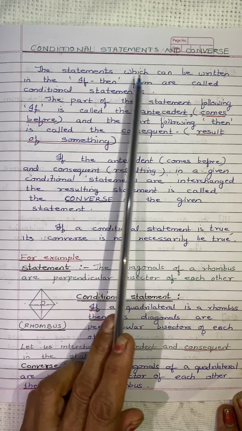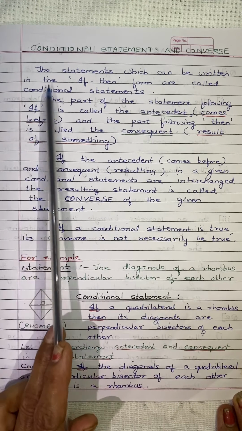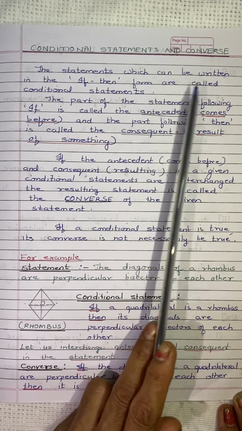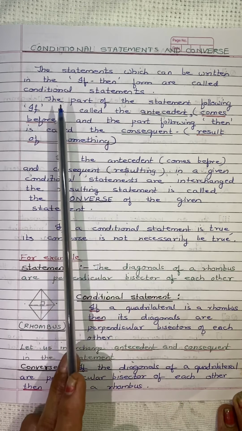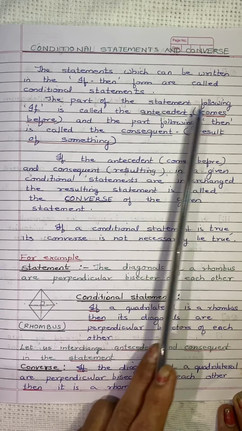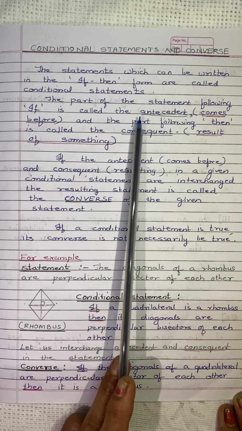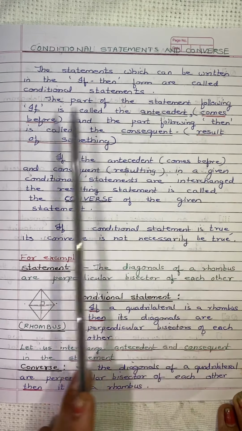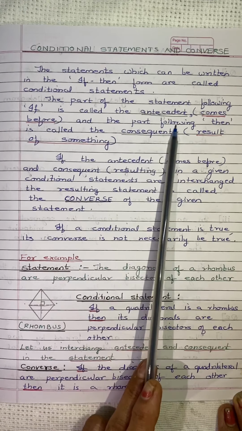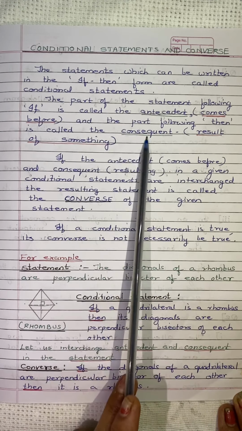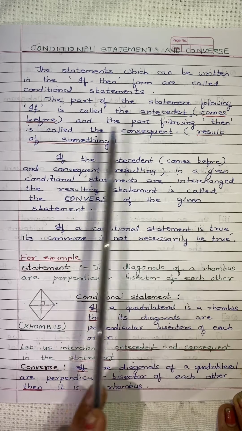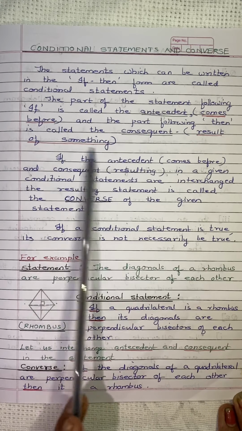The statements which can be written in the if-then form are called conditional statements. The part of the statement following "if" is called the antecedent, that is, it comes before, and the part following "then" is called the consequent. Result means the result of something.